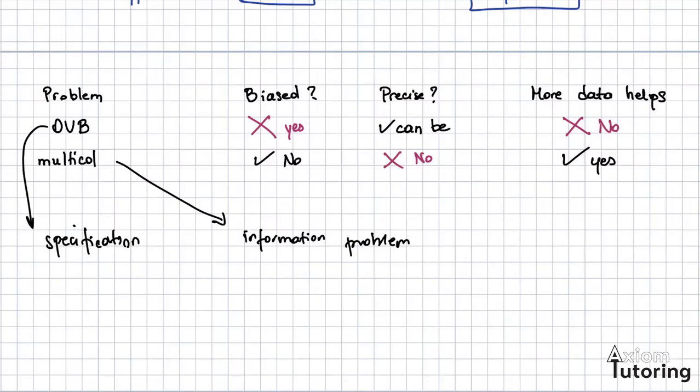The one sentence key takeaway of this video is that omitted variable bias makes your estimates wrong. Multicollinearity, a different problem, just makes them imprecise. And only one of these two can be fixed with more data, and that is multicollinearity.